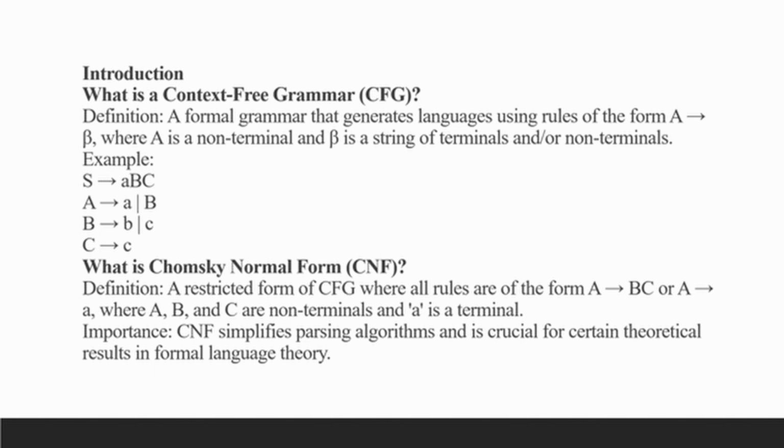What is Chomsky normal form, CNF? It's a restricted form of CFG where all rules are in one of the following forms. A right-pointing arrow BC, where A, B, and C are non-terminals. A right-pointing arrow a, where A is a non-terminal and a is a terminal. Importance. CNF simplifies parsing algorithms, making it easier to analyze and process languages. It's crucial for proving certain theoretical results in formal language theory.